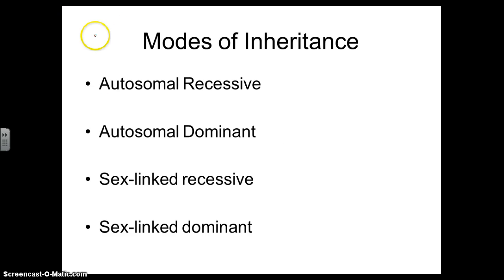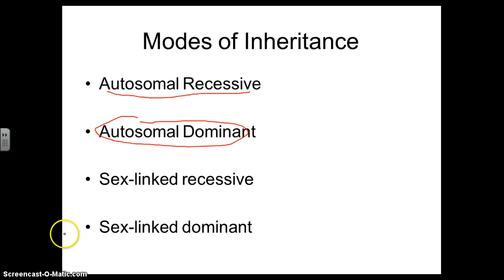So modes of inheritance: autosomal recessive means it's not on the sex chromosomes, it's on the body chromosomes, or the 22 pairs of other chromosomes. Autosomal dominant means the trait is dominant and not sex-linked. Sex-linked recessive means the trait is on the X chromosome and recessive. And then sex-linked dominant means the trait is on the X chromosome and dominant.